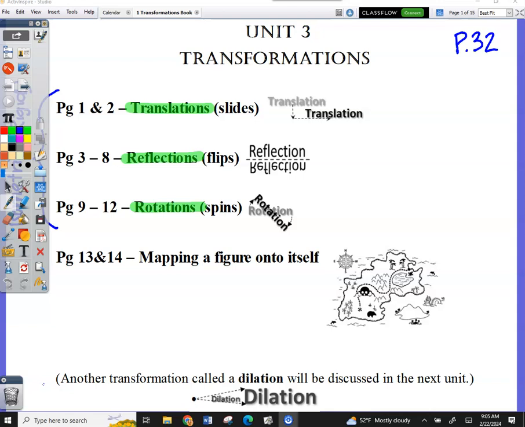Looking at your transformations booklet, we've covered translations. There's not a lot to do with translations. You're just sliding right, left, up, or down. That's it. That's going to be on your quiz. Now what we're going to cover is reflections.